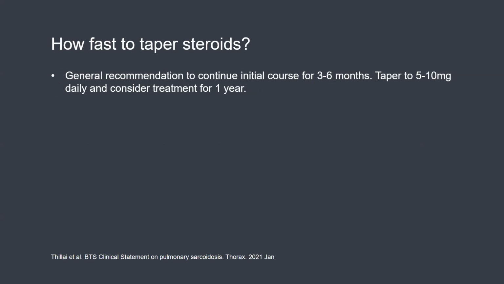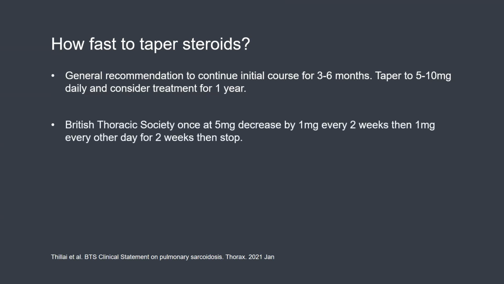And so how fast to taper steroids is probably a recurring theme, that we don't know. It depends on the patient. The general recommendation is to have an initial course for at least 3 to 6 months of treatment, then tapering down to 5 to 10 milligrams daily, and then considering treatment for 1 year, depending on the patient. If they're tolerating lower doses, such as 5 milligrams, that's really my cutoff. Anything more than that, then I want to start a steroid sparing agent. Then I'll allow that.